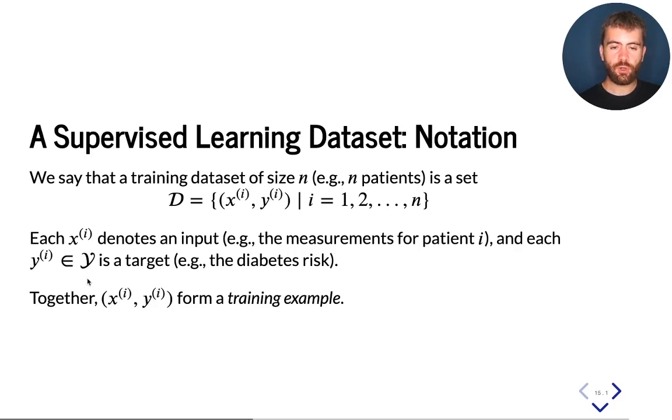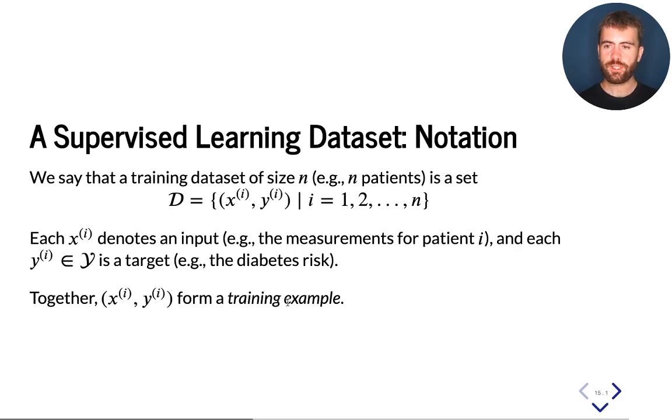Y is going to be called the target. In our previous example, this would be the diabetes risk. And X here is going to be called an input or an input object. This is typically the data that we have for a patient before we make the prediction. In our earlier example with diabetes, this would be the set of measurements that we have recorded for this patient.